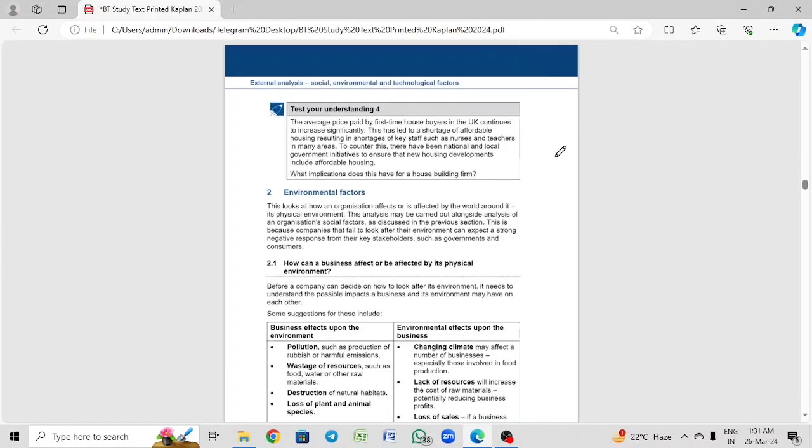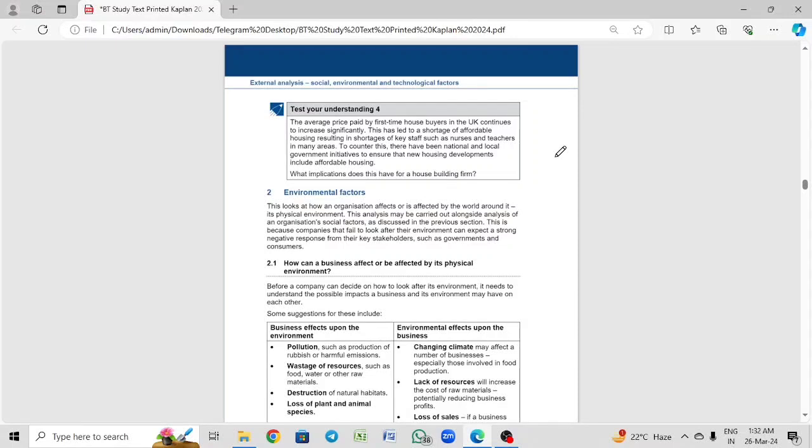Next are the environmental factors. What are the environmental factors? How do businesses affect the environment, and how does the environment affect the business? There are two types of questions. So let's first see how the business affects the environment. The business affects the environment in a few ways.